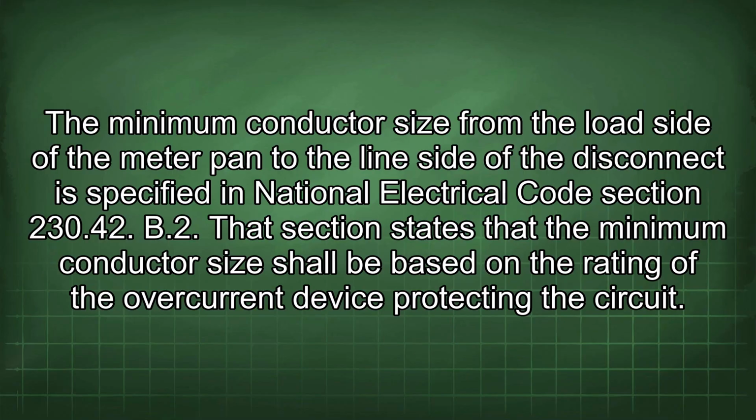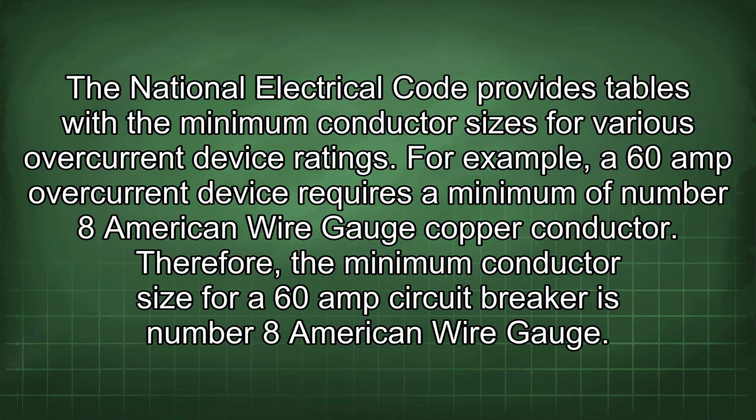The minimum conductor size from the load side of the meter pan to the line side of the disconnect is specified in National Electrical Code Section 230.42 B2. That section states that the minimum conductor size shall be based on the rating of the overcurrent device protecting the circuit. The National Electrical Code provides tables with the minimum conductor sizes for various overcurrent device ratings.